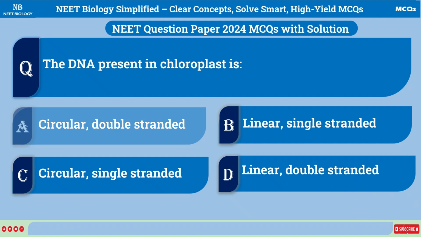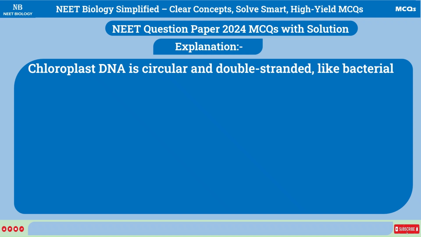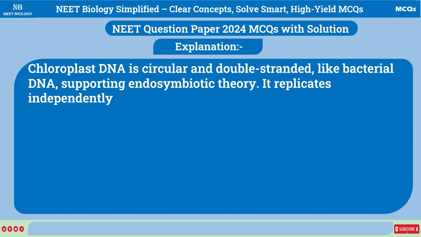Correct answer is A. Circular, double-stranded. Explanation: Chloroplast DNA is circular and double-stranded, like bacterial DNA, supporting endosymbiotic theory. It replicates independently and codes for some chloroplast proteins.